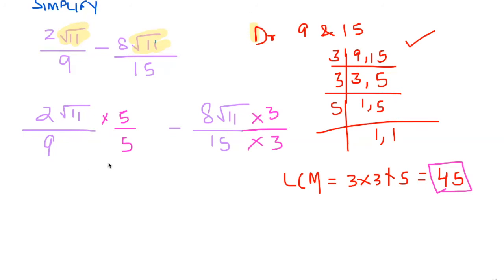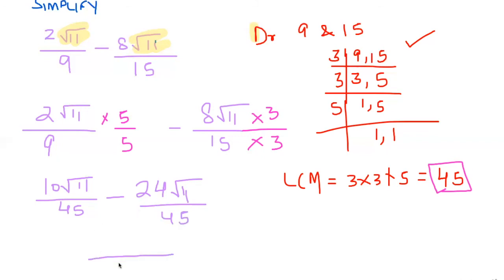When I solve further, I will get 10 root 11 upon 45 minus 8 times 3 is 24. So 24 under root 11 upon 15 times 3 gives me 45. Now you can see the denominator is same. So I'll keep the denominator same, 45. And numerators I will write as it is. After that I will perform subtraction. And have the same radical root 11, square root of 11.